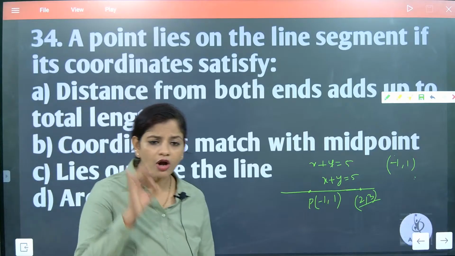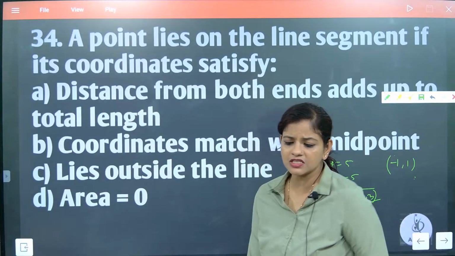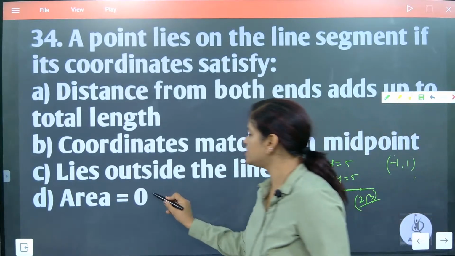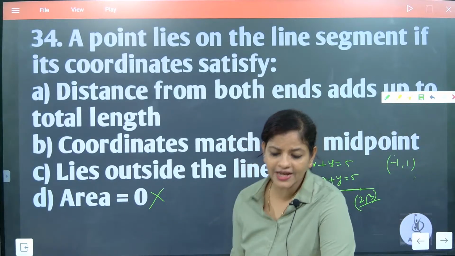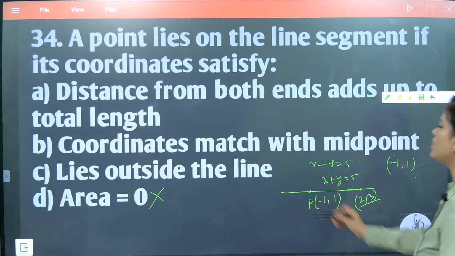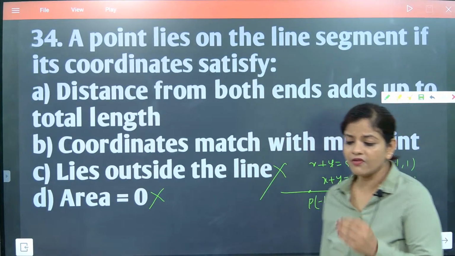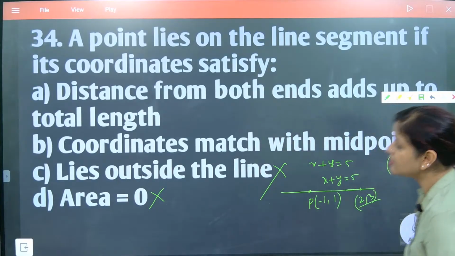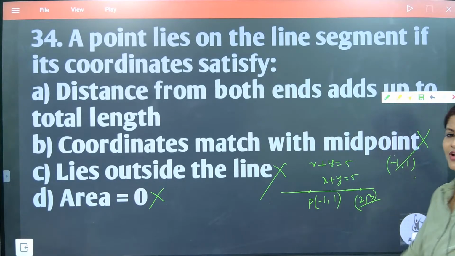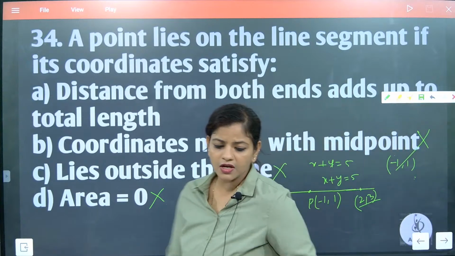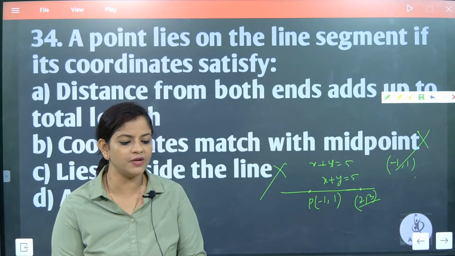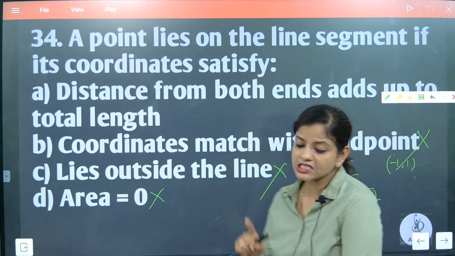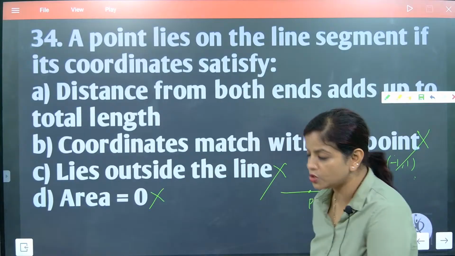None of you thought about area. How can we discuss the area of a line? The first thing we are going to cancel is this one. Now the second one, lies outside the line. How can we think about outside the line when we are talking about a point on a line? Coordinates match with the midpoint: there is no concept given about midpoint. Now I think you got the answer. The correct answer is the distances from both endpoints add up to the total length.